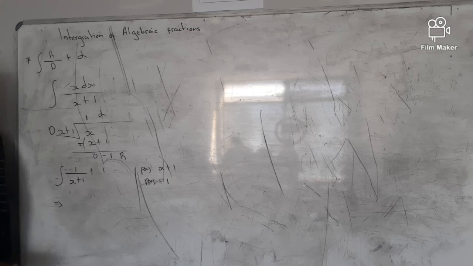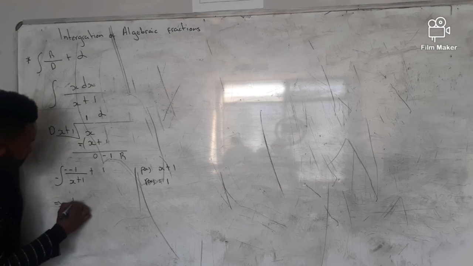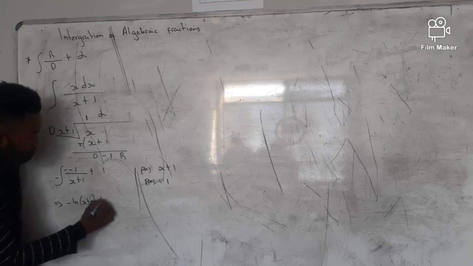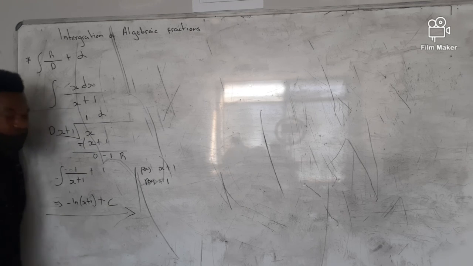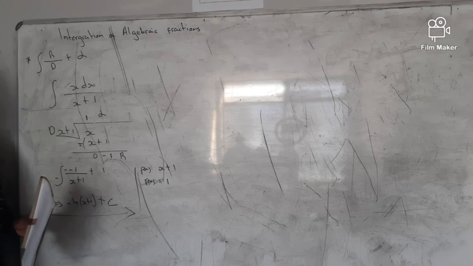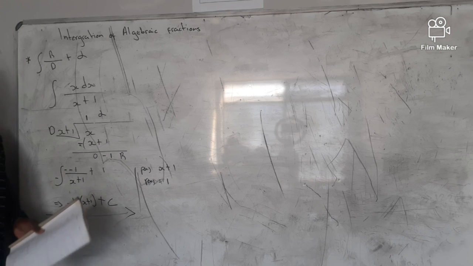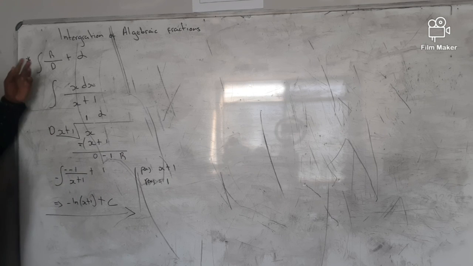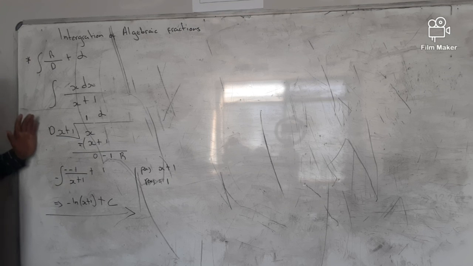And what is the formula when you're using type 2? It's negative ln of f of x. What is my f of x? x plus 1, plus c. This is your final answer. So you only use long division when you can see that type 2 doesn't work. Type 2 uses the fraction. When it doesn't work, you have to use this formula, whereby you use long division first. After using long division, you integrate using any type, and then you get your final answer.